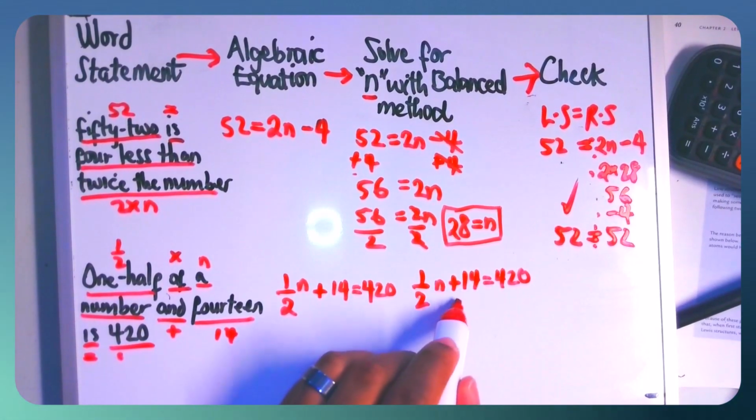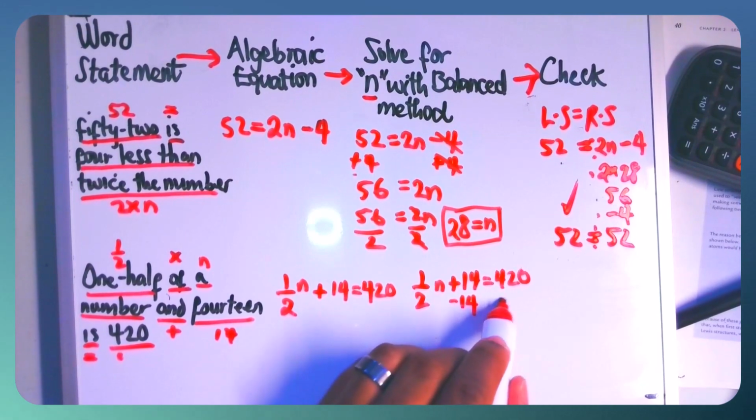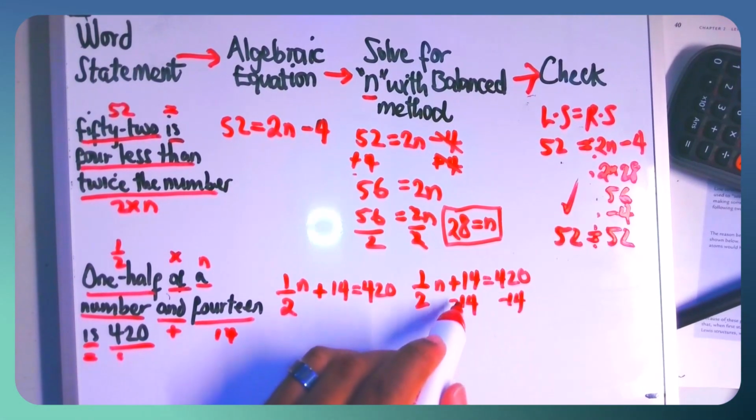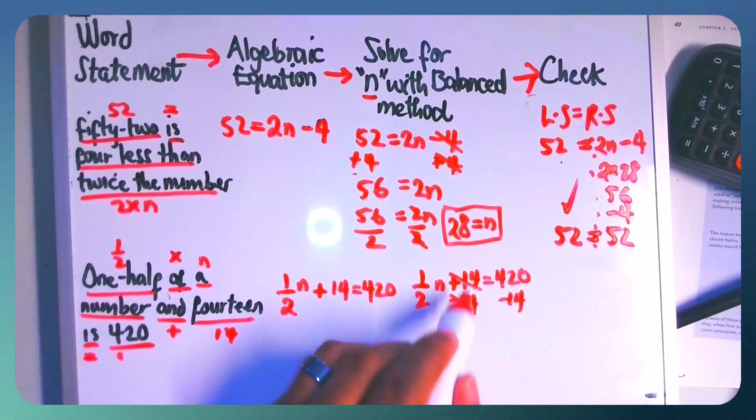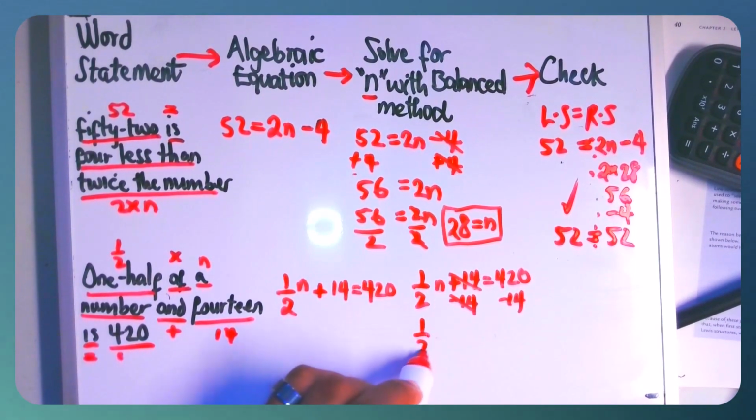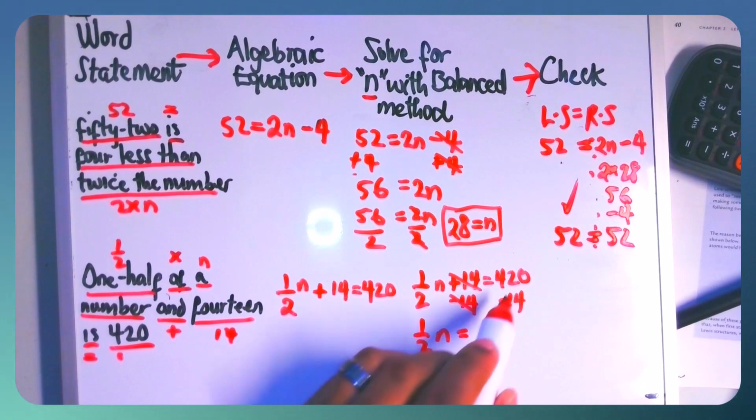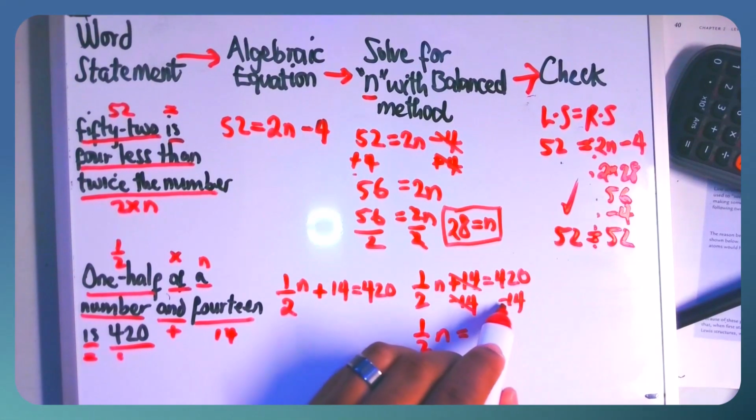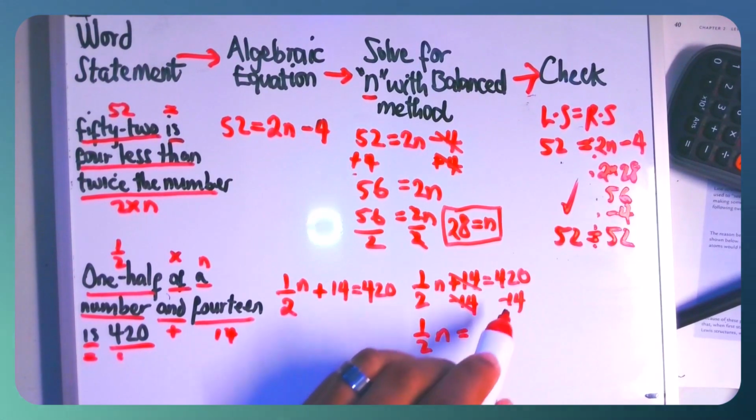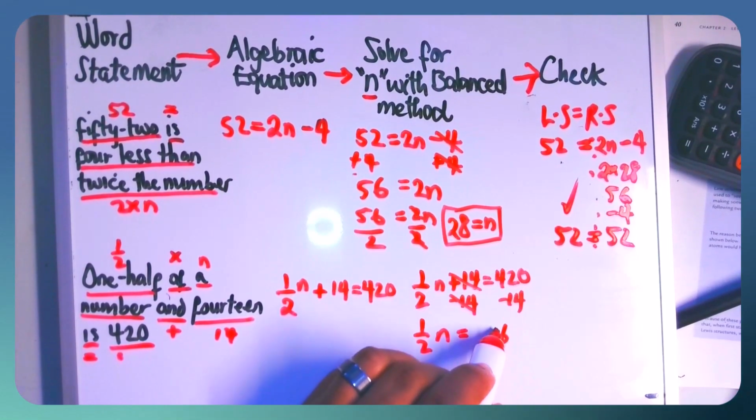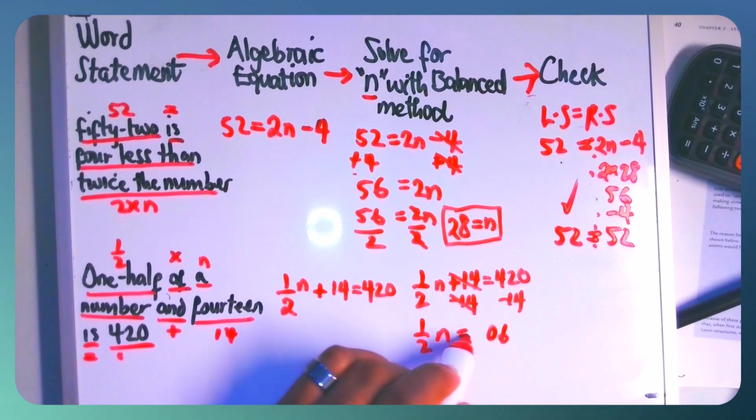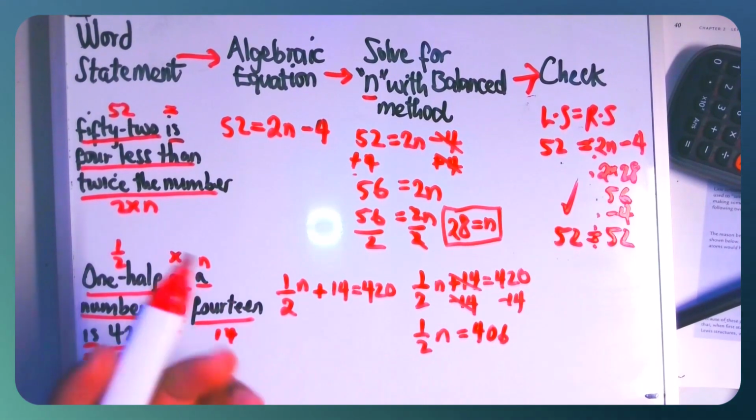This shows first that we need to subtract 14 from both sides. Subtract 14 from both sides. So therefore this here gives you what? 0, and we have our 1/2n is equal to 420 minus 14, and this here should give you 406. So I think that is correct.